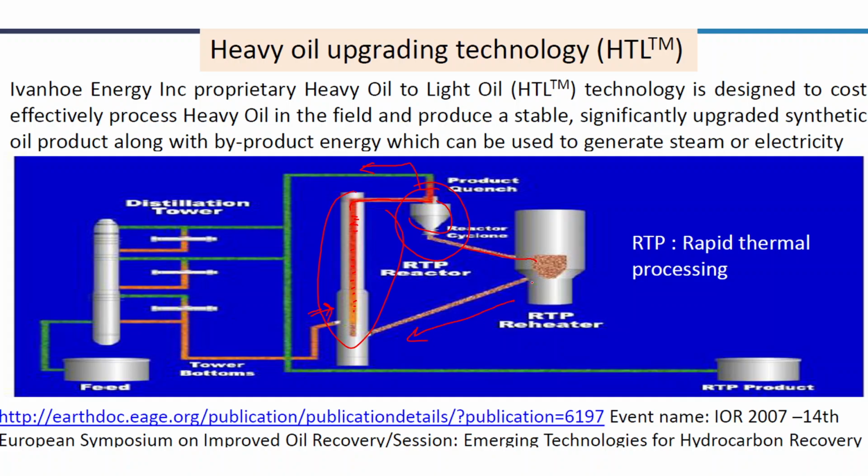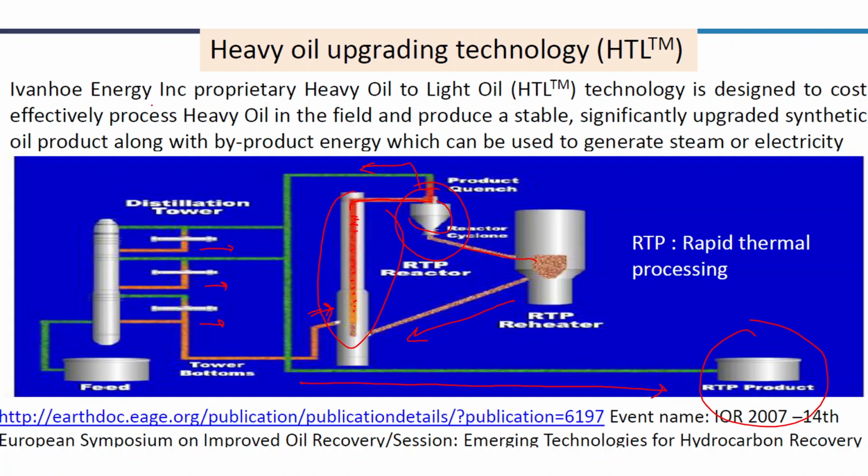Regeneration of the sand takes place and it is sent back to the reactor, and the lighter fraction goes to the distillation column and gives out various light cuts and the heavier fractions. After the treatment in this reactor, these fractions are taken to the RTP product, and this product is taken further to the refinery for rapid thermal processing. After rapid thermal processing, this product is sent to the refinery for further treatment.